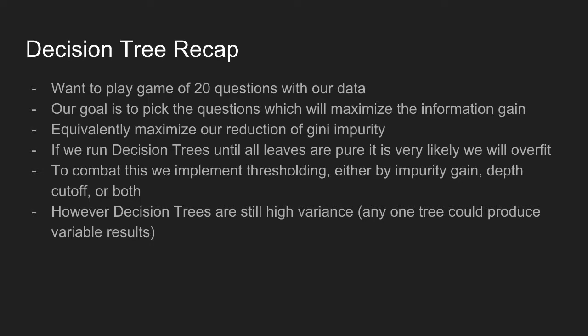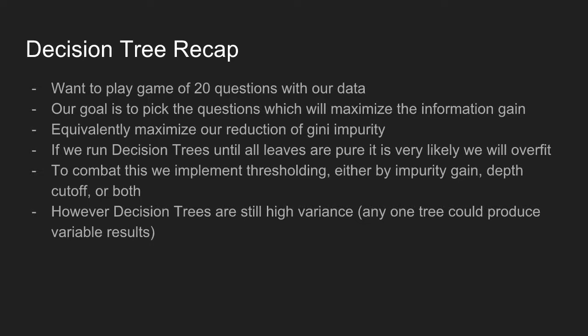So recall from the last lecture, the goal is we want to play a game of 20 questions with our data, and we want to pick the questions that'll maximize our information gain, and that's equivalent to maximizing our reduction of Gini impurity. And we gave a formula in the last lecture for calculating the Gini impurity for a given collection of data points with their labels.